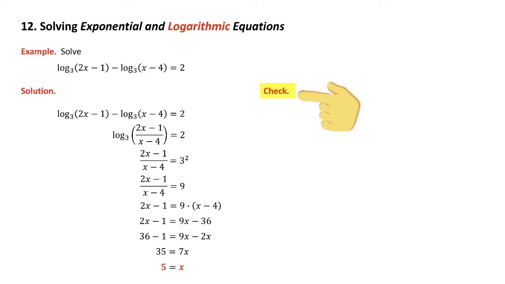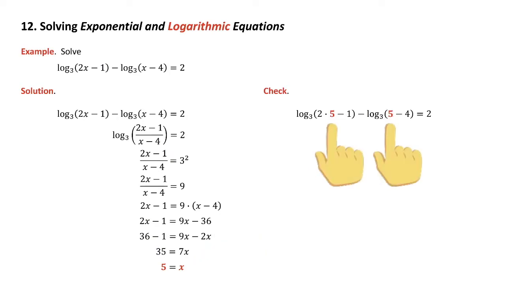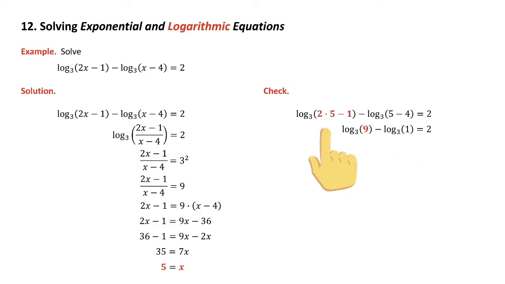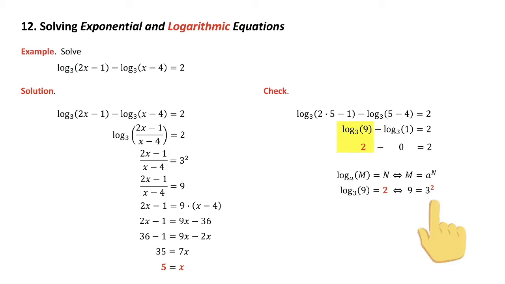Okay? And again, it's a good idea to check. That's what I have. I'm going to plug in x equals 5 everywhere. And you have to make sure everything's positive, right? You can't take the log of a negative number. But in this case, it's going to be log 9, right, minus log of 1. And you can evaluate these. Log 9 is 2. We did this in a previous example. Just use the definition. 3 squared is 9. And log 1, well, I just did it here, just to show you.